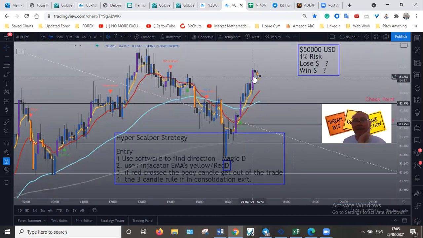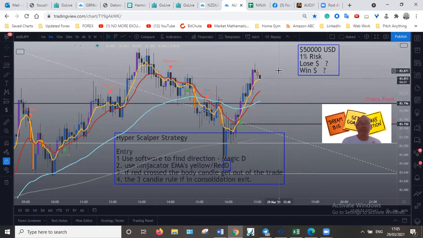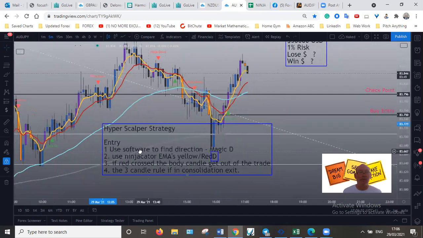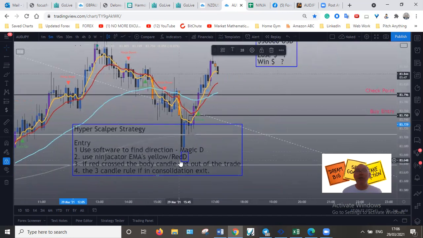Yeah, so we're expecting this to pull down, maybe into this checkpoint before continuing. But if it does happen, I'm just going to get out of the trade. I'm using the hyper scalper. I'm in profit. Potentially could get out now. I'm waiting for it to go back up. This is just a way of staying safe. Any questions?